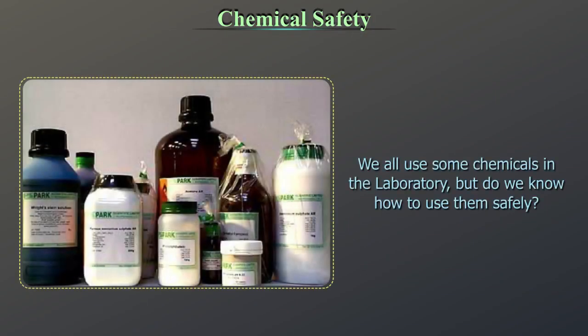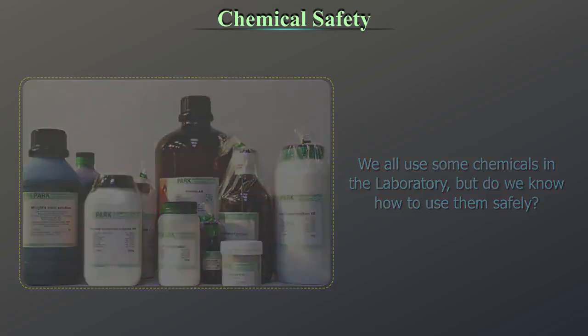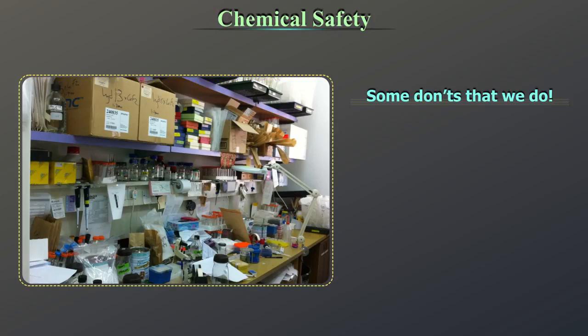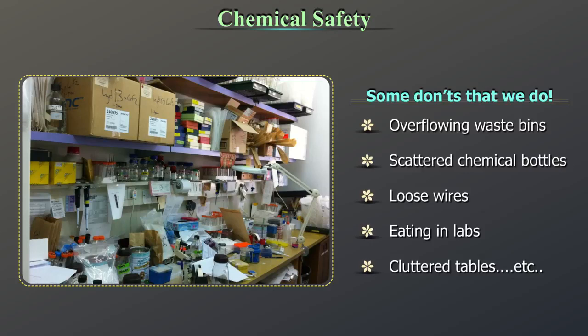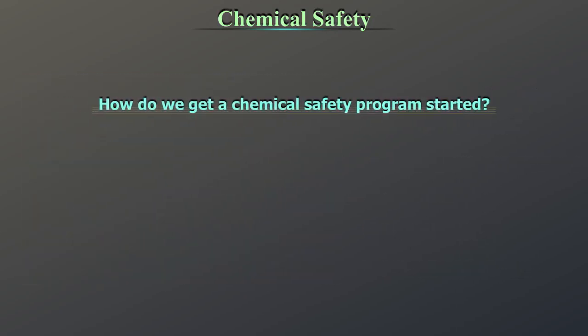We all use some chemicals in the laboratory, but do we know how to use them safely? Some don't, some do. Overflowing waste bins, scattered chemical bottles, loose wires, eating in labs, cluttered tables, etc. How do we get a chemical safety program started?